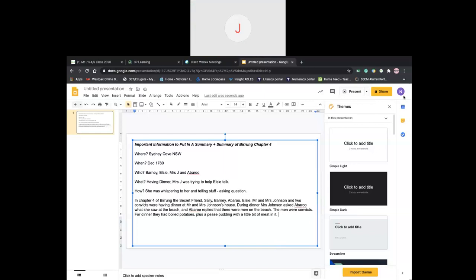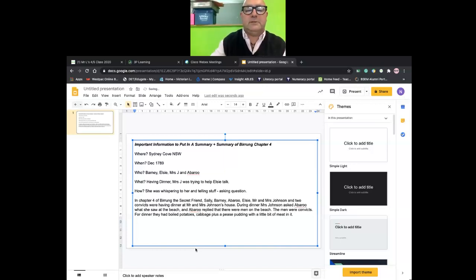They also had cabbages. As plus cabbage, did they? They also had cabbage. Yeah. That doesn't sound like a very nice dinner. Yeah, gotcha. So the memo comes for dinner, they had boiled potatoes, cabbage, plus a peas pudding with a little bit of meat in it. Yeah? And carrot. All right.